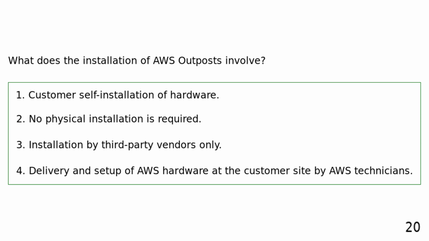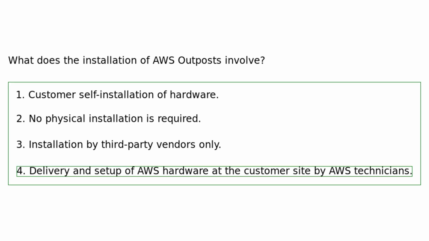What does the installation of AWS Outposts involve? Customer self-installation of hardware. No physical installation is required. Installation by third-party vendors only. Delivery and setup of AWS hardware at the customer site by AWS technicians. The installation of AWS Outposts involves AWS technicians delivering and setting up AWS hardware at the customer's on-premises location.